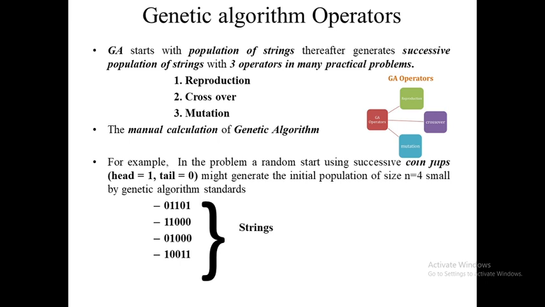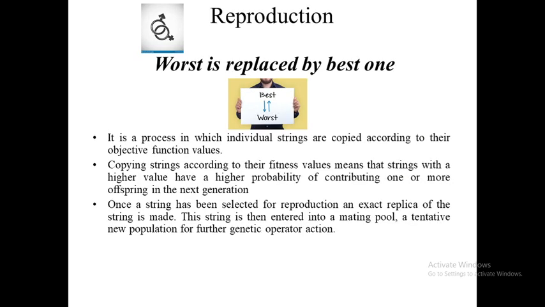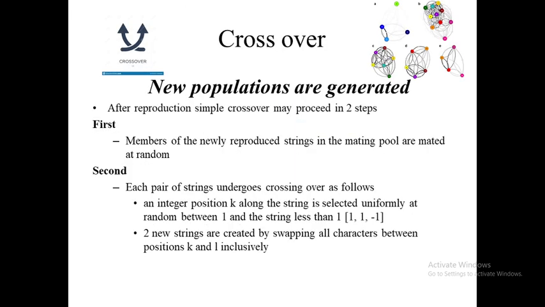First we will see the theoretical concept of reproduction. Reproduction is the concept of the worst being replaced by the best one. After that, the second operator is crossover. Crossover means new populations are generated from the reproduction operator. The crossover has two steps. The first one is random number generation. The second one is a pair of strings crossing with each other.